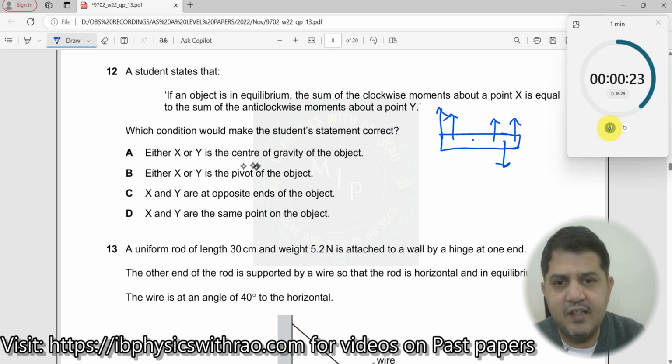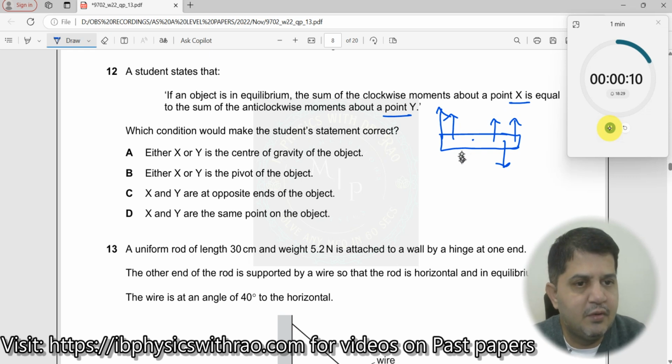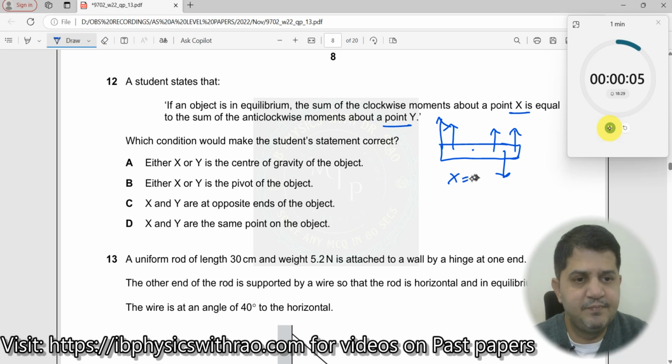Now, either x or y is the center of gravity of the object. What is it? If in equilibrium, the sum of the clockwise moments about a point x is equal to the sum of the anti-clockwise moments at a point y. See, actually this statement is true only when x is equal to y.